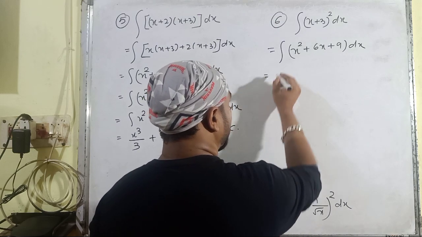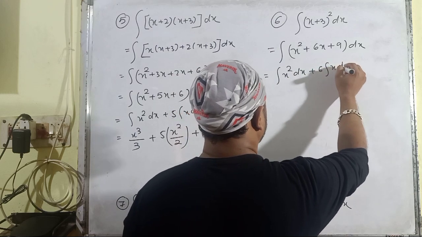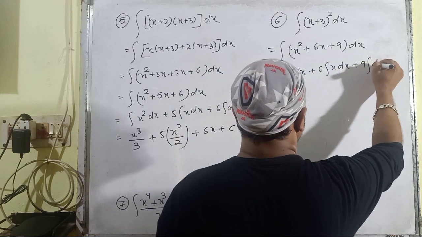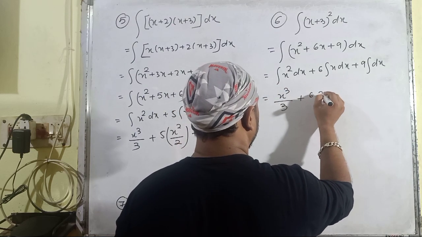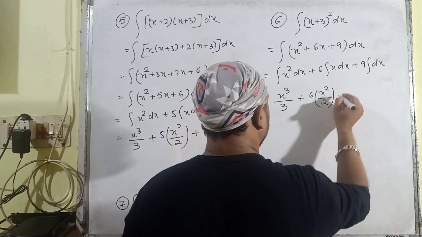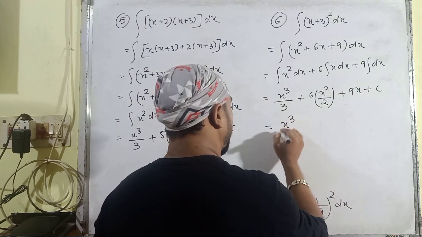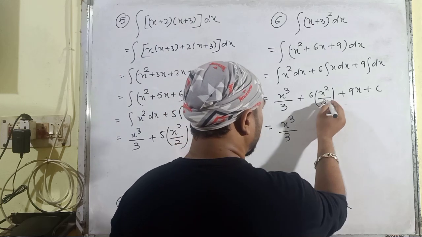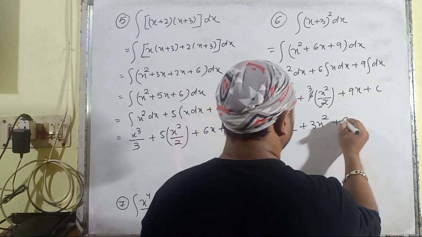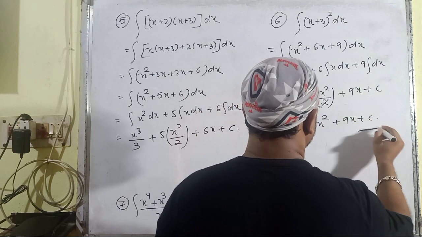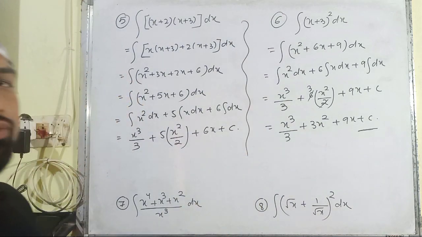Then applying the algebra of integrals: integral of x square dx plus 6 multiplied with integral of x dx plus 9 multiplied with integral dx. Then it will be x cube divided by 3 plus 6 multiplied with x square divided by 2 plus 9x plus any constant c. Just simplifying this step, it will be x cube by 3 plus 3x square plus 9x plus any constant c, and this will be the answer for problem number 6.